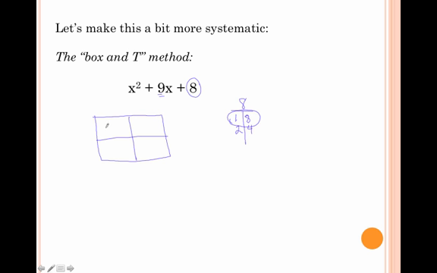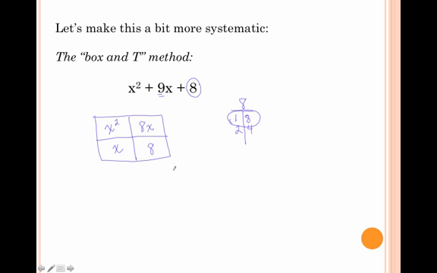So up here in the upper left-hand box, I'm going to put my first term, the x squared, and in the lower right-hand box, I'm going to put my 8. Then I have the two factors that are going to add together to give me 9x. So I need 8x and I need 1x, or just x. It doesn't actually matter which box I put these in, it'll all work out in the end. I just need to put the 8x in one box and the x in the other box.